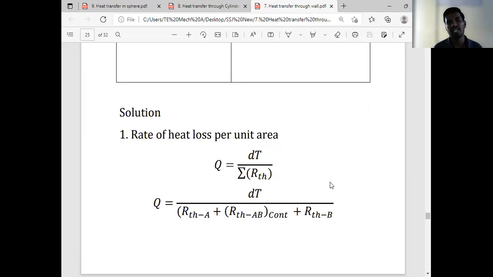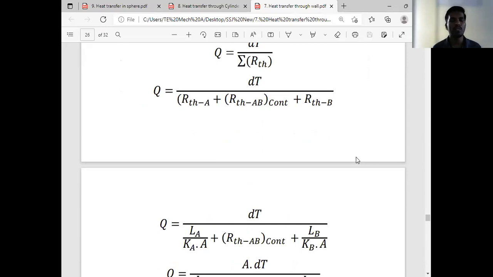आपल्याला काय फाइंड आउट करायचं आहे? रेट ऑफ हीट लॉस पर युनिट एरिया हे फाइंड आउट करायचं आहे. So for that we have written the general equation. Q is equal to temperature difference divided by summation of thermal resistances. So how many resistances are there? 3 resistances are there. 2 resistances due to the conduction, 1 resistance due to the contact. Okay, so Q is equal to temperature difference divided by thermal resistance of plate A plus contact thermal resistance of interface AB and thermal resistance of plate B. Okay, so write down this equation.